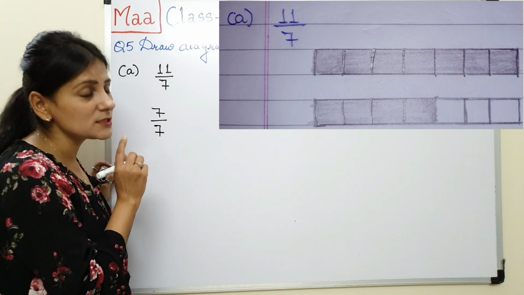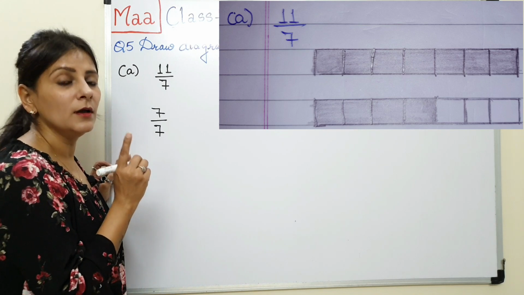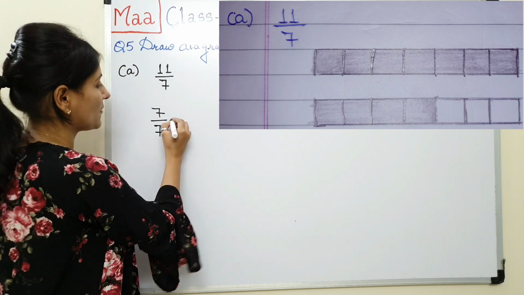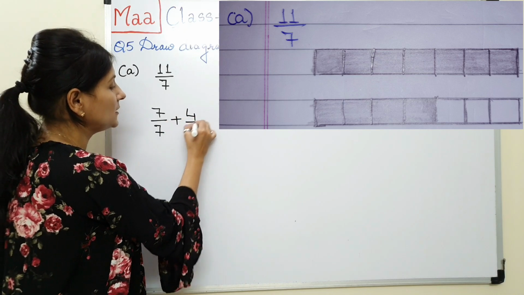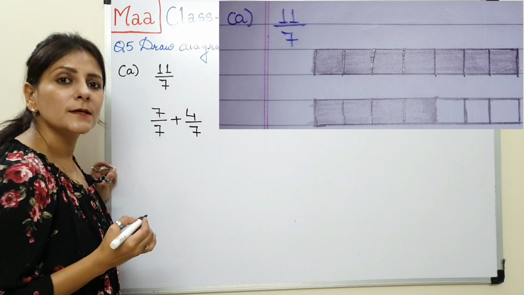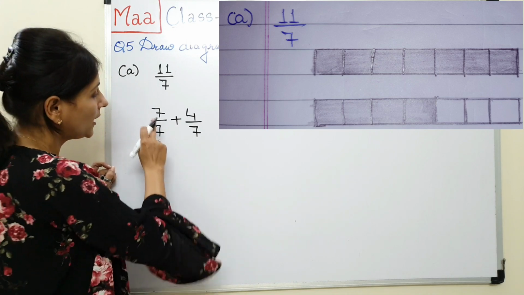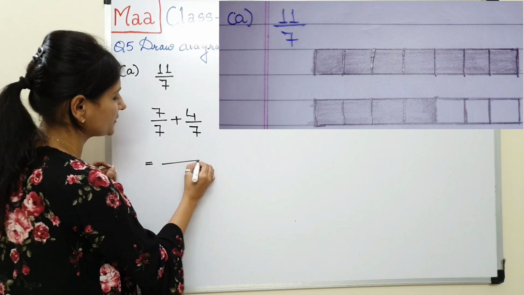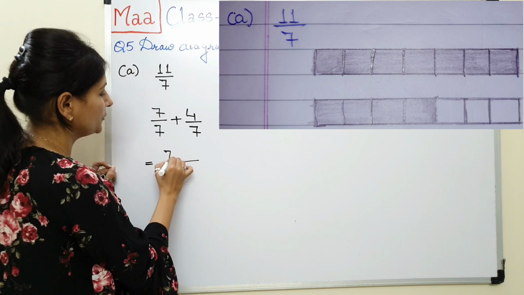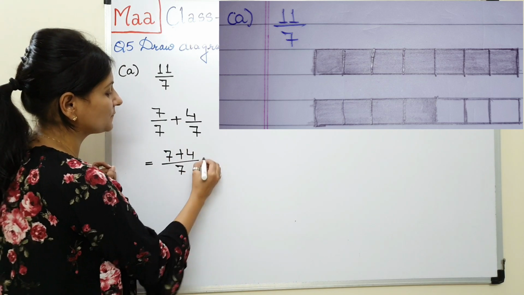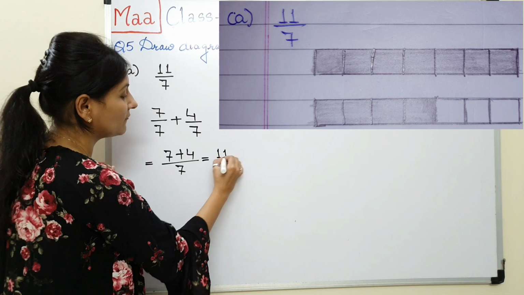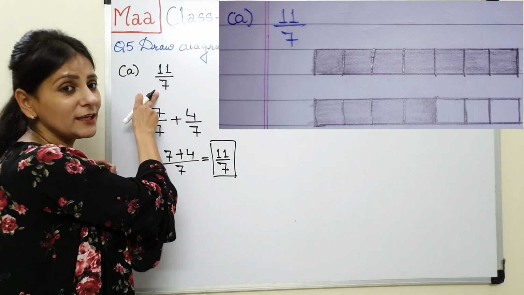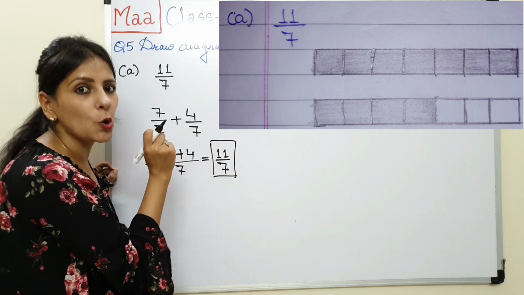Fine. And in the second rectangular figure I have done shading in 4 parts out of 7. मैंने 7 में से 4 parts के अंदर सिर्फ शेडिंग की है. अब अगर मैं इसको ऐड करती हूँ तो डिनोमिनेटर तो सेम ही रहेगा, डिनोमिनेटर 7 ही रहेगा और न्यूमरेटर क्या हो जाएगा 7 + 4 = 11 upon 7. सी 11 upon 7 आ गया और यही हमें डायग्रामेटिकली शो करना था.